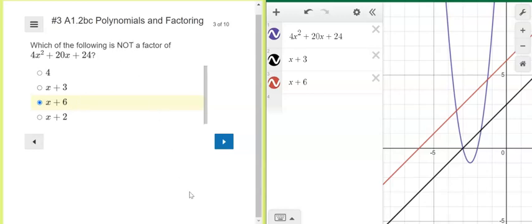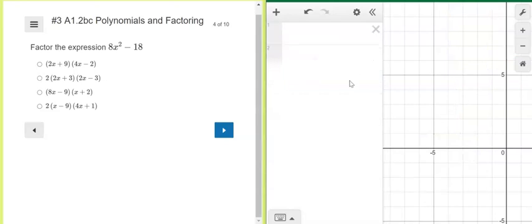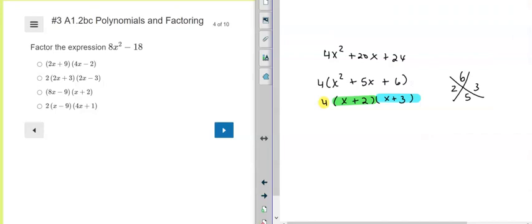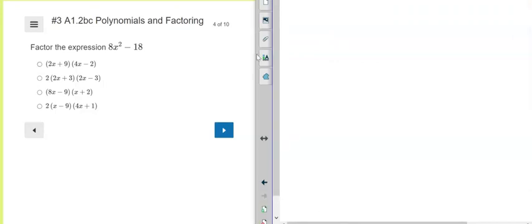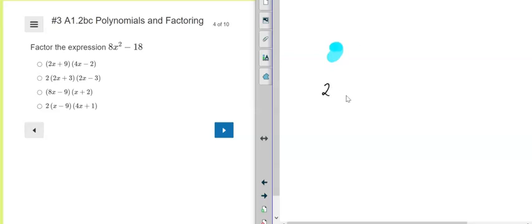All right. This one, it says to factor the expression. So for this one, I do need to look for the GCF. Let's see, the GCF of 8 and negative 18 is 2. So if I factor out the 2 from it, so 8 divided by 2 is 4, so 4x squared. And then 18 divided by 2 is 9.